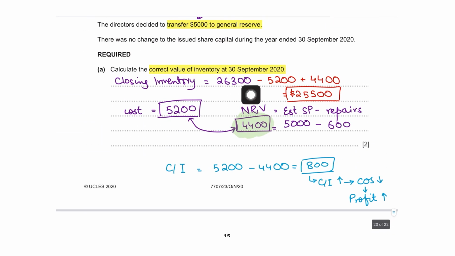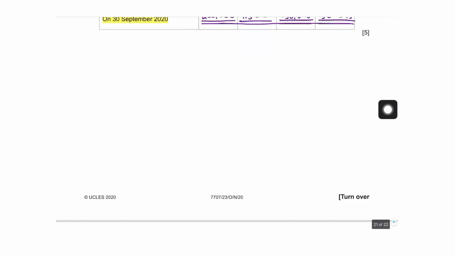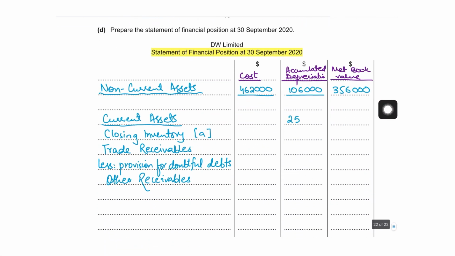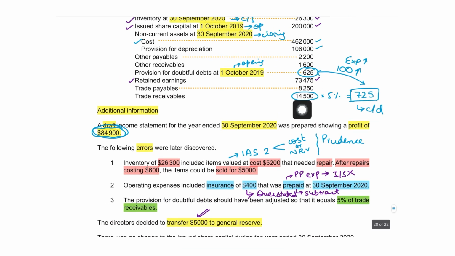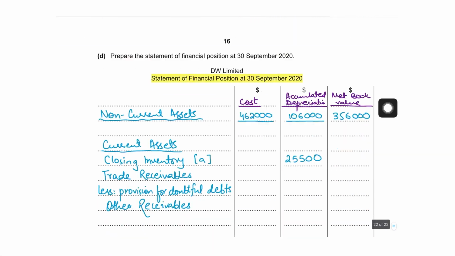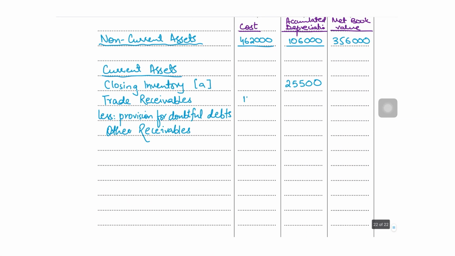Closing inventory is not 26,300 but the corrected value 25,500, and we'll be writing that in the second column. Why? Because the first column we'll be utilizing for finding out the net trade receivables, right? The trade receivables given to us in the list of balances were 14,500, and we'll be subtracting 725 provision for doubtful debts from this value, which will be shown in the SOFP. So 14,500 less 725, which will give me net trade receivables of 13,775, that I will show in my second column.